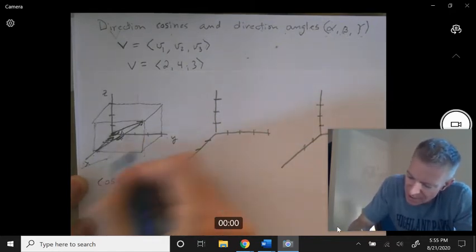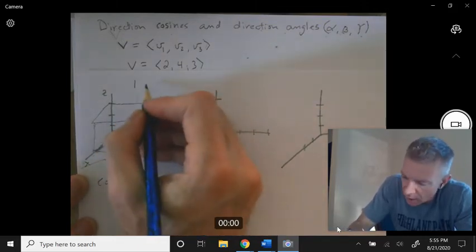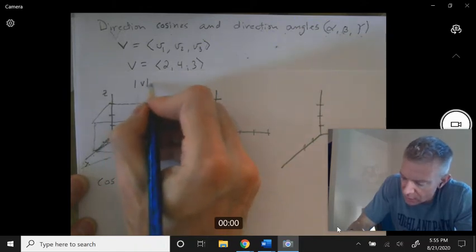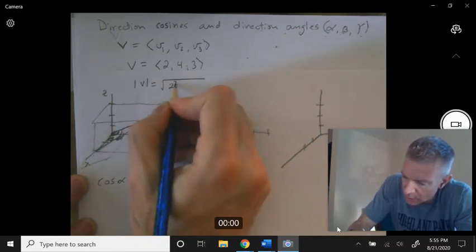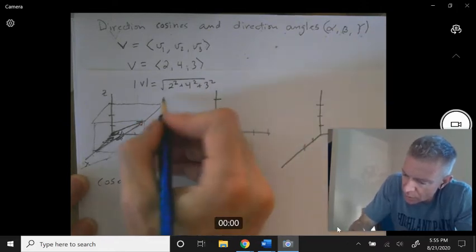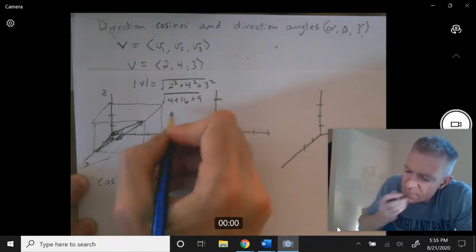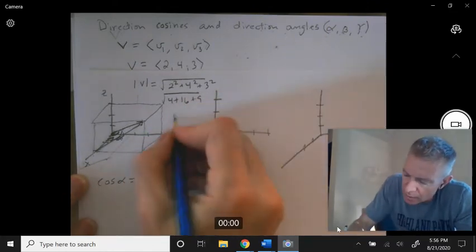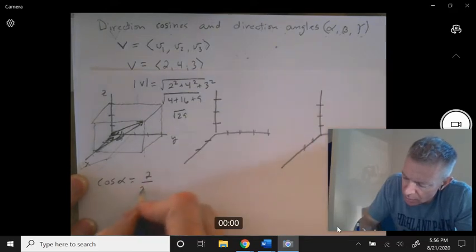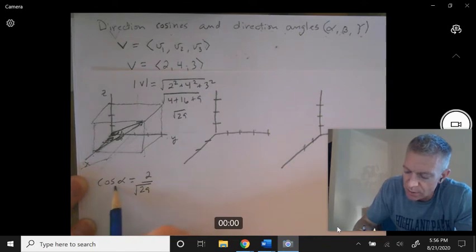So the cosine of alpha is equal to your adjacent, which is this value, 2, over your hypotenuse. Notice this isn't the hypotenuse. This right here is the hypotenuse. So the hypotenuse is going to be the absolute value of our vector v, which is the square root of 2 squared plus 4 squared plus 3 squared, or the square root of 4 plus 16 plus 9, and that's the square root of 29. So 2 over the square root of 29. That is the direction cosine for alpha, cosine of alpha.